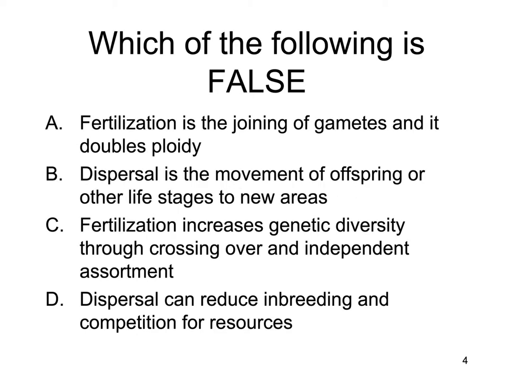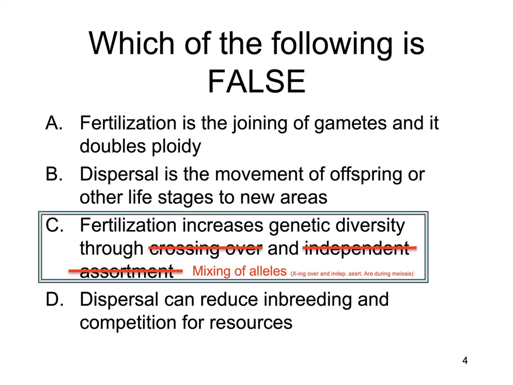Okay. Which of the following is false? All right. If you said that fertilization increases genetic diversity through crossing over and independent assortment, being false, that is the correct choice. That is the false statement. Remember that crossing over and independent assortment happen during meiosis, and fertilization is a process that's distinct from meiosis.